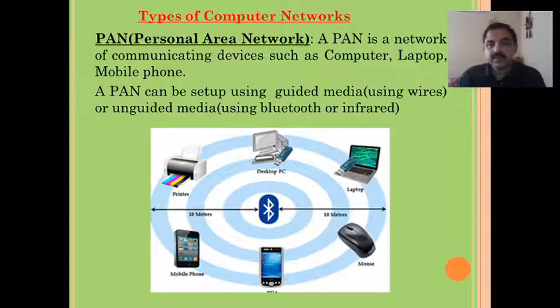Then personal area network is a small network of devices through which we share data between the devices. Normally it is within a distance of 10 meters. The data can be transferred through Bluetooth, infrared, or direct physical connections. This we call a personal area network. I hope you are clear with this.